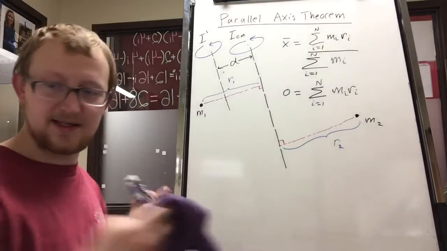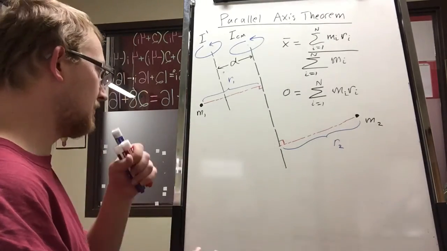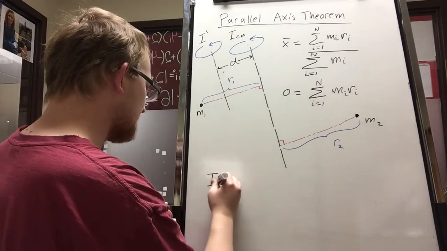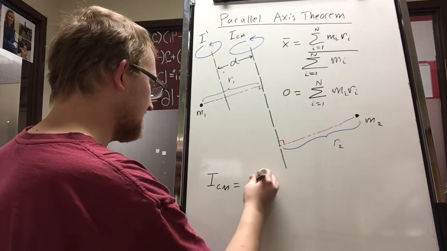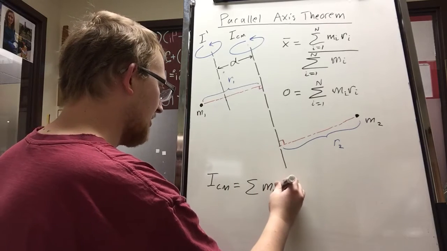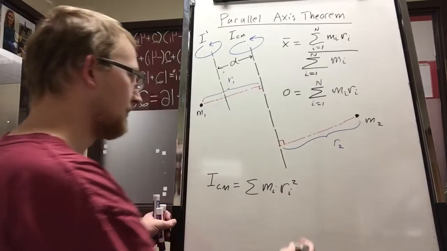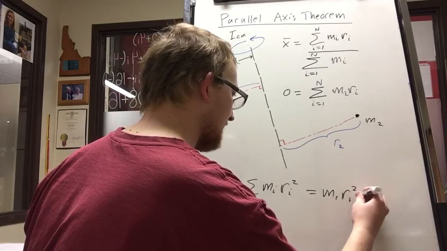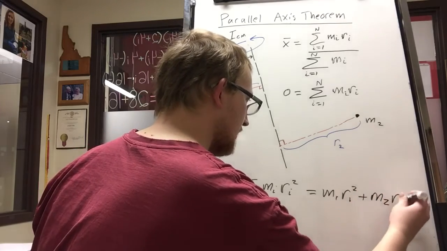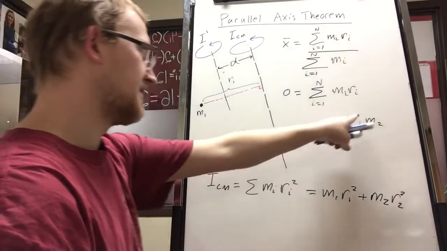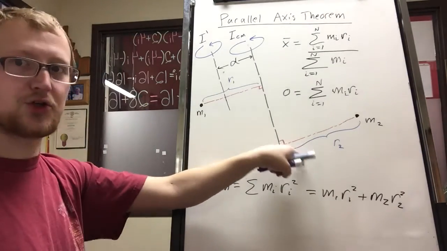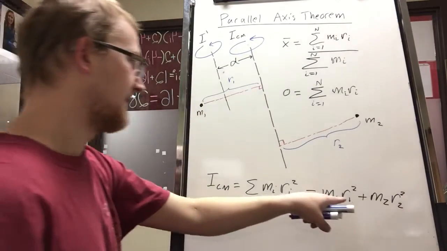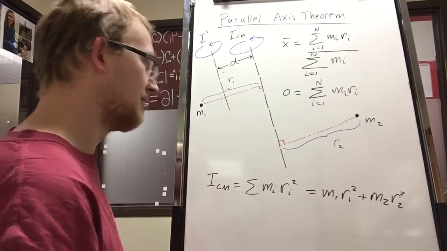Now I'm going to write some formulas that are going to help us out. Firstly, I'd like to say that, of course, I at the center of mass, the moment of inertia at the center of mass, is the sum of all mi's times ri squared. So this is going to equal m1 r1 squared plus m2 r2 squared, where r2 is the perpendicular distance, the shortest distance from this center of mass axis to mass 2, and m2 is the mass itself.